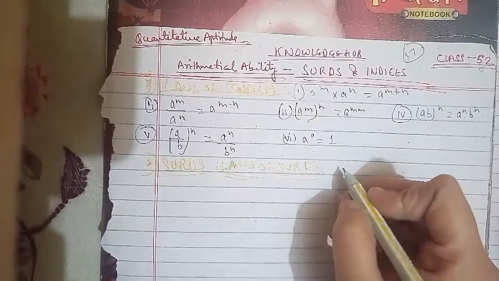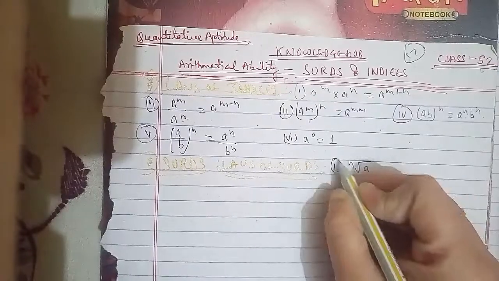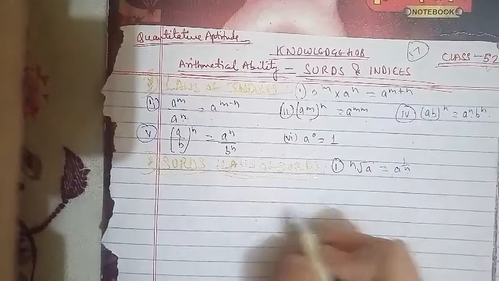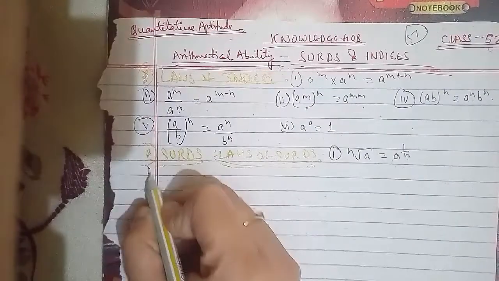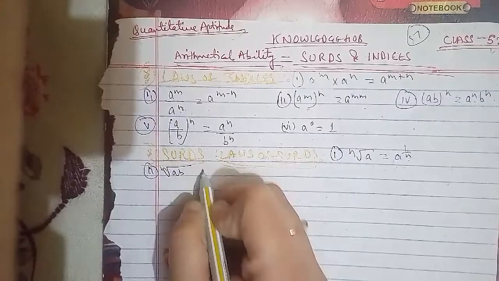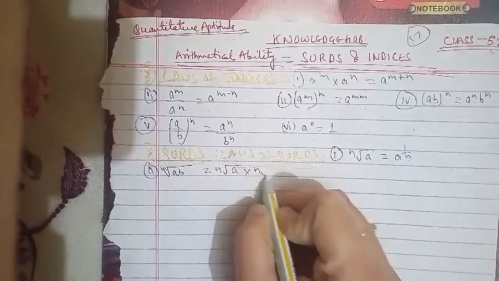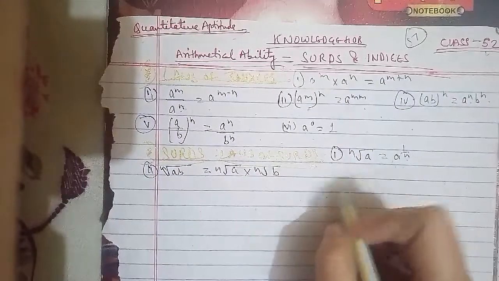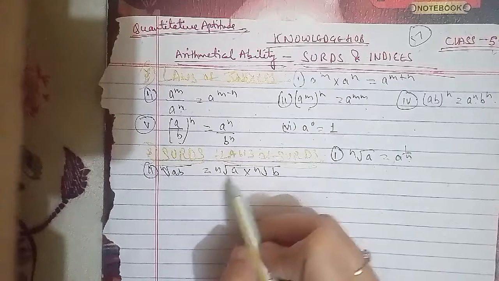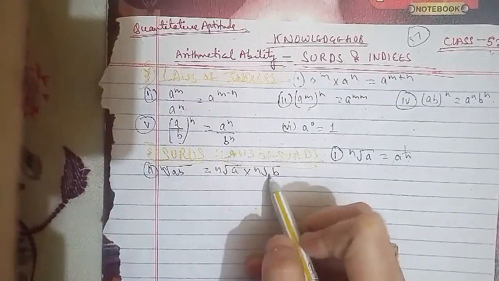The second law we have here is: the nth root of ab equals the nth root of a into the nth root of b. If you have the nth root of ab, then you can just break it out into the nth root of a and the nth root of b. We'll have a third one, which is the nth root of a upon b; that will be the nth root of a upon the nth root of b here.